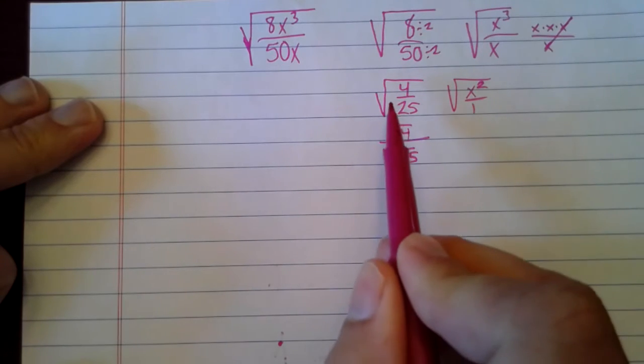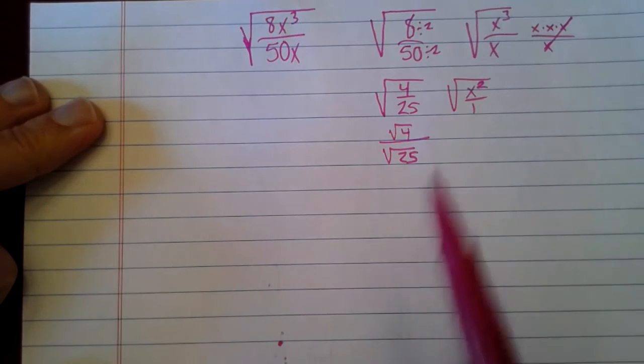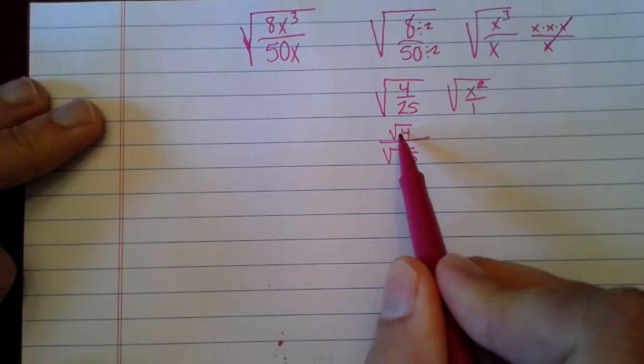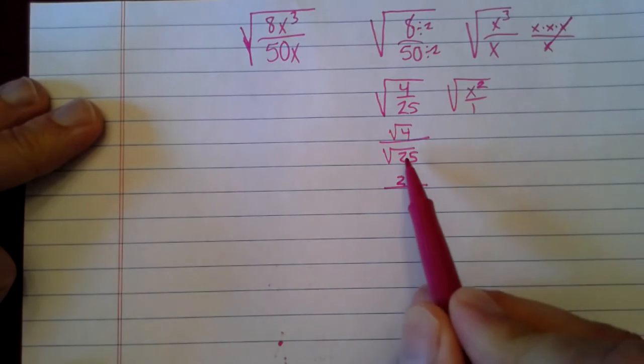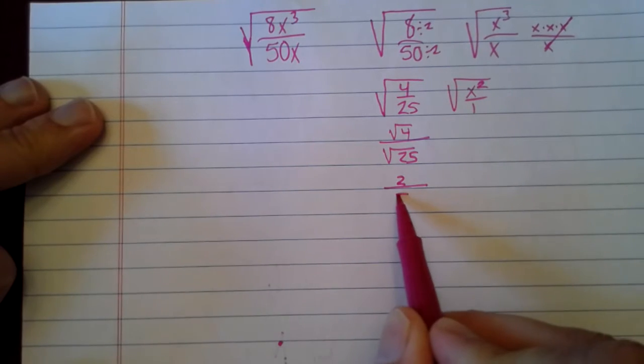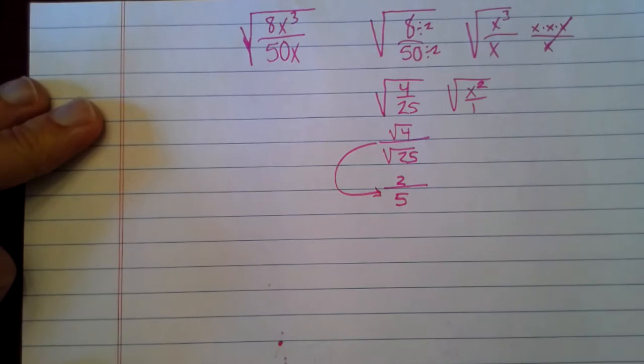We can break root 4/25ths into root 4 over root 25. What is the square root of 4? That is 2. What's the square root of 25? That is 5. So this just becomes 2/5.